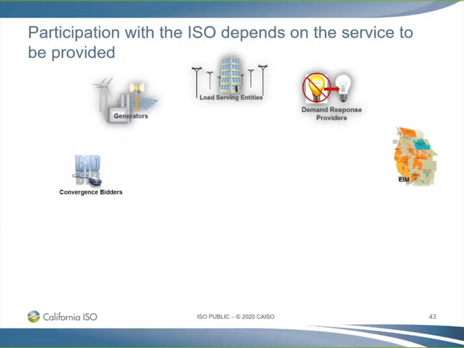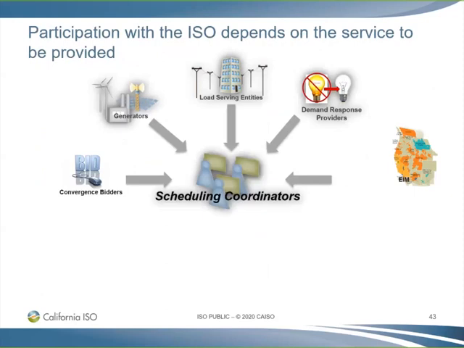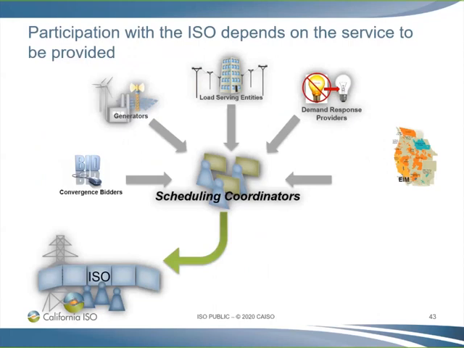Participating with the ISO depends on the service to be provided. Though there are many ways to interact with the ISO, only a scheduling coordinator is authorized to transact business directly with the ISO. A scheduling coordinator is an entity authorized by the ISO to buy and sell power in the ISO market. Scheduling coordinators bid and schedule their supply into the market or submit demand bids, and then based on the awards, energy flows across the transmission system and is distributed to the consumer by local utilities.